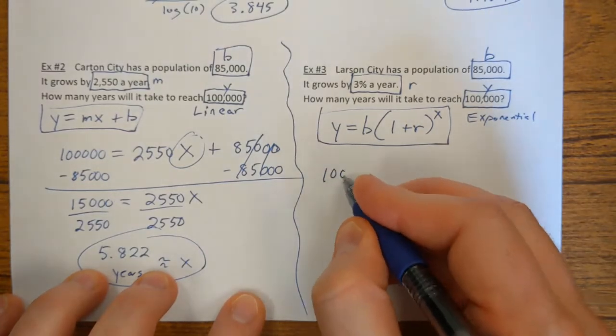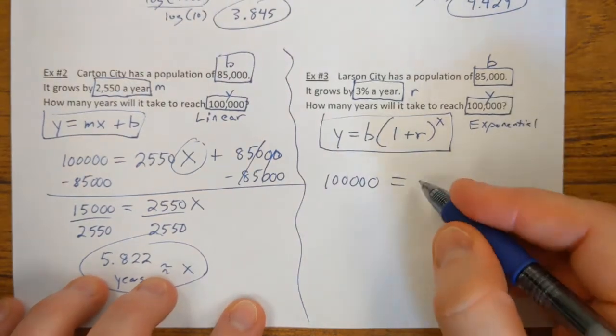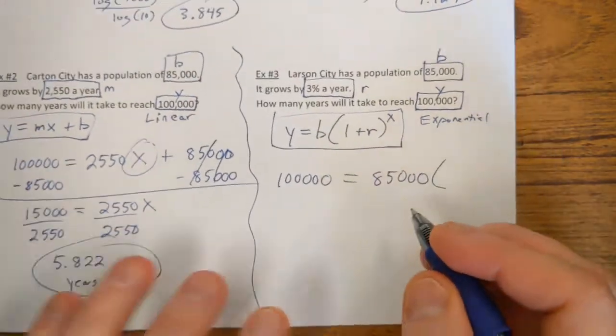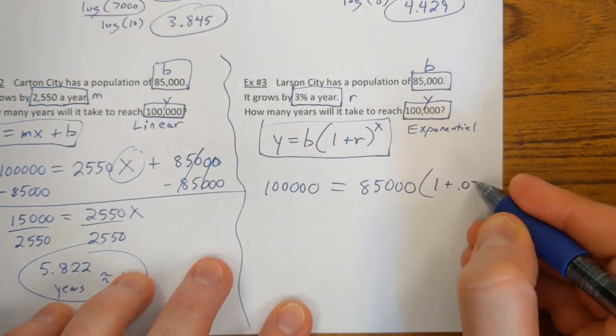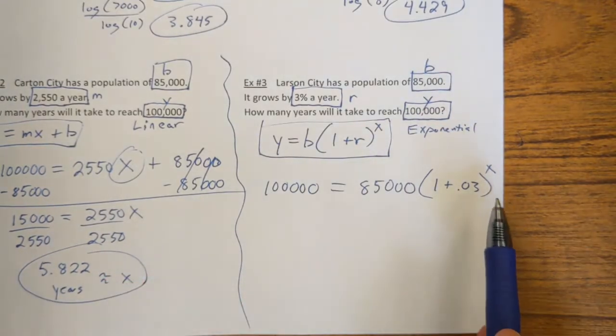So I know what I want the final result to be, 100,000. I know what it begins at. It begins at 85,000. And then my R value is 3%. I'm going to write that as 0.03. But I do not know the X.